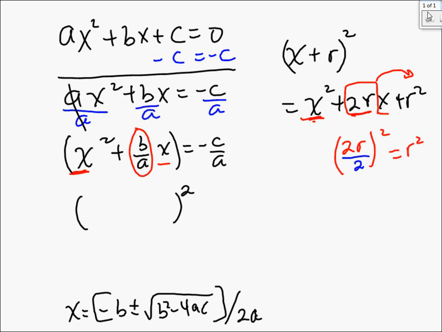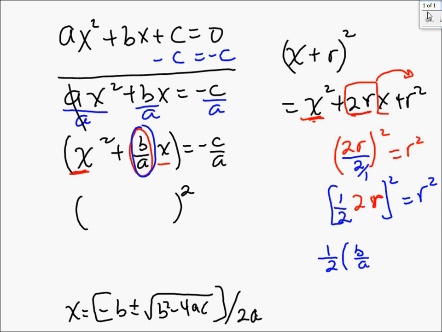And just for the record, another way of dividing by 2, which is the same, since 2 is the same as 2 over 1, is multiplying by the reciprocal. You take half of the b term, and you square it, and then you get r squared. Okay, so now we know the rule. I'm going to take half of b over a, and I'm going to square it.